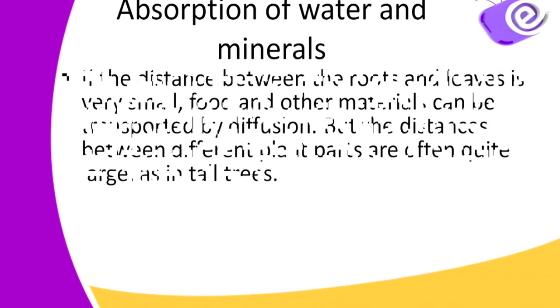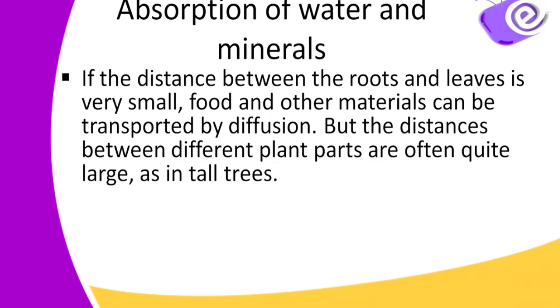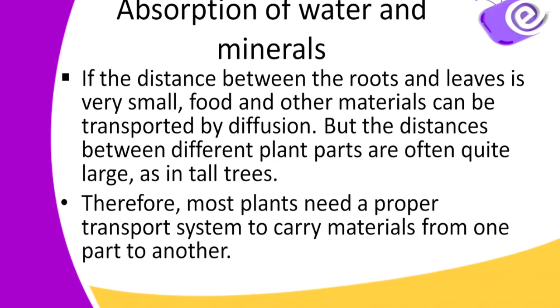If the distance between the roots and the leaves is very small, food and other materials can be transported through the process of diffusion. But the distances between different plant parts are often quite large, for example in a tree. Looking at a tree, the different organs are very far from each other. For example, a root is very far from the leaves, so there is need of an elaborate transport system to help this tall plant, for example a tall tree, to transport water and mineral salts equally to all parts of the plant.